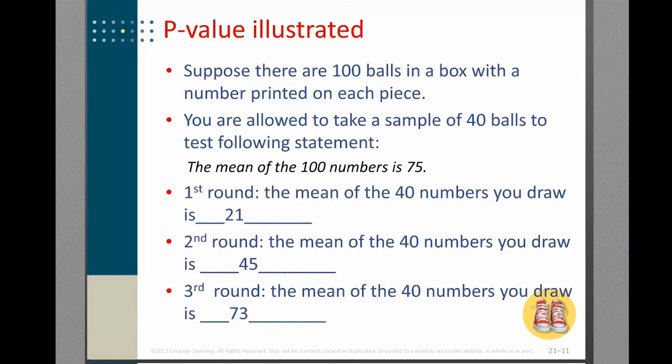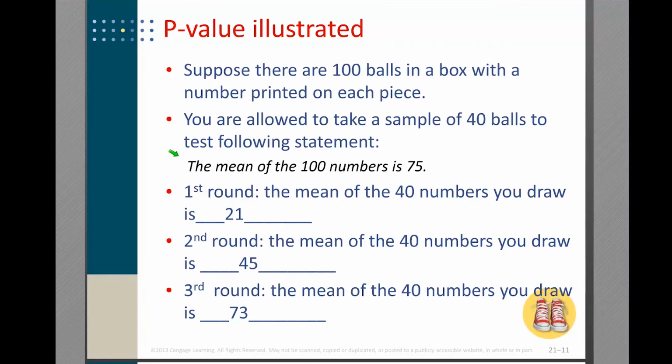Now suppose you got the 40 numbers, you calculate the mean, and the mean turns out to be 21. Now I want you to think about the statement I have here. You have a sample mean of 21, and I want you to use that fact to make a judgment about the statement: the mean of the 100 numbers is 75. So my question is, how likely is this statement to be true if you have a sample mean of 21? Think about it. You've got a sample of 40 numbers. The sample average is only 21. Based on that fact, how likely is the statement to be true, such that the average of all 100 numbers is 75? I hope your answer is that it's quite unlikely.